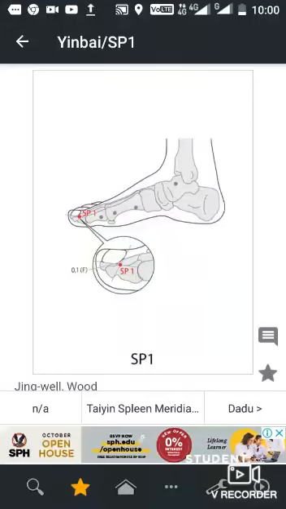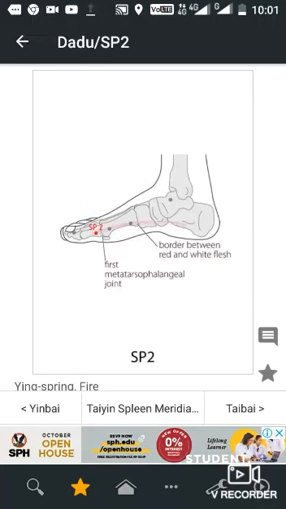Next meridian point is spleen meridian. Location: spleen 1. On the medial side of the big toe, about 0.1 cun posterior to the corner of the nail. Next, spleen 2. On the medial side of the big toe, distal and inferior to the first metatarsophalangeal joint at the junction of the red and white skin.